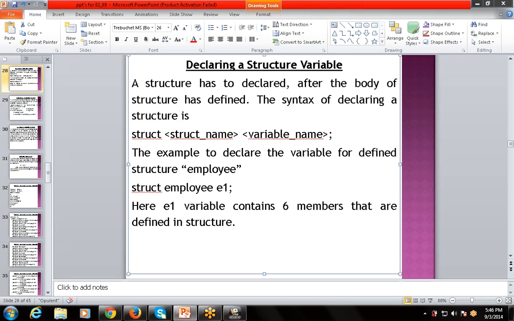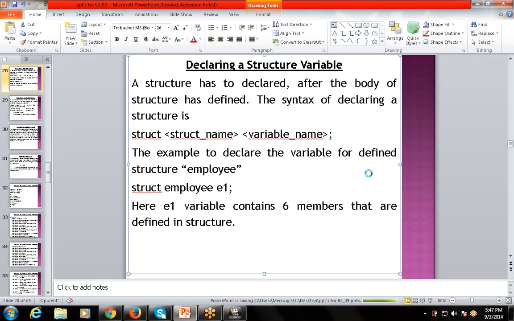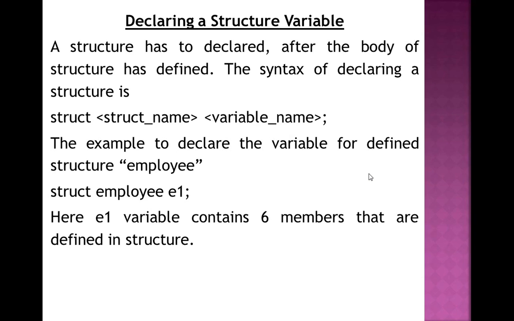Then how to declare the structure variable. Till now we have discussed how to declare the structure. Now next is how to declare the structure variable. Means once we have finished defining the structure, for example struct employee, now we declare variables of the structure so that we can access the values of the structure by using the variable. A structure variable has to be declared after the body of the structure is defined.